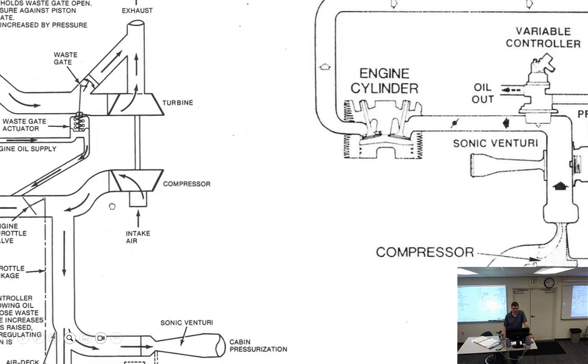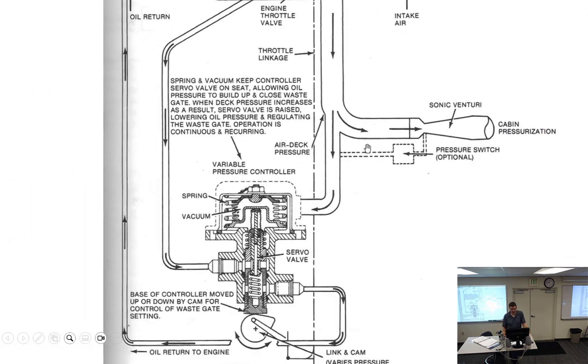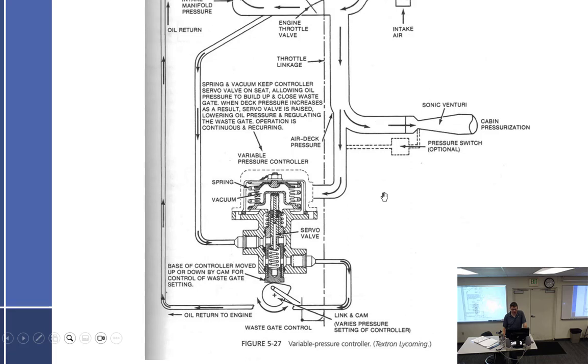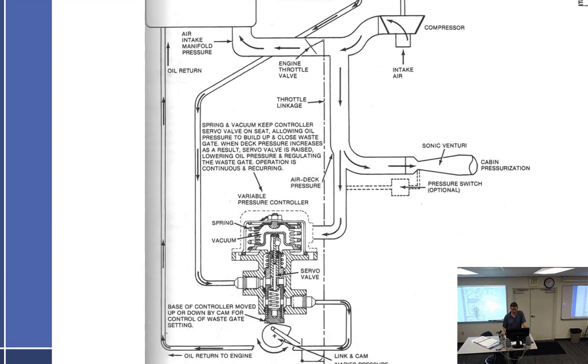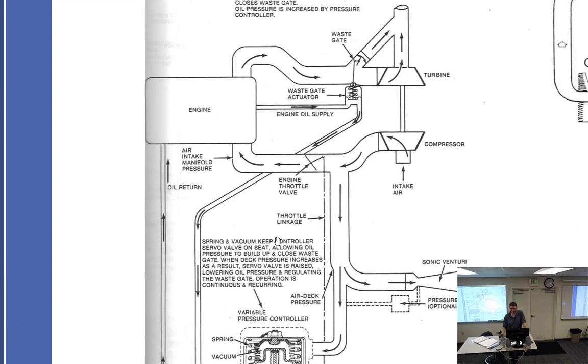But I think it's got a better one over here. So there we go. Our variable pressure controller is linked by a cam to the throttle. So as we increase throttle, it is going to bring this cam around, putting more pressure on the system, asking for more boost. So let's see, where's my air inlet? Find the turbine wheel. Compressor, air inlet, intake air.